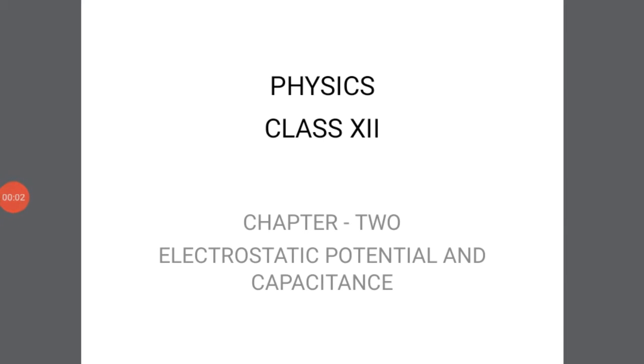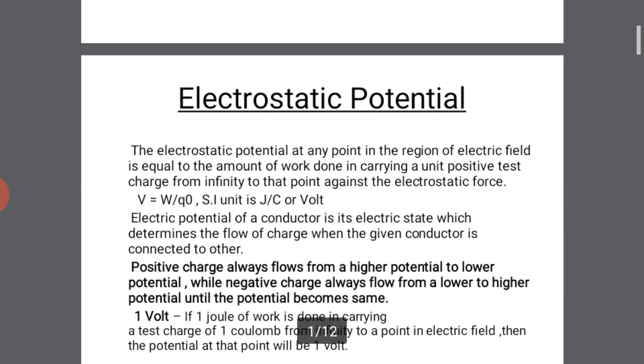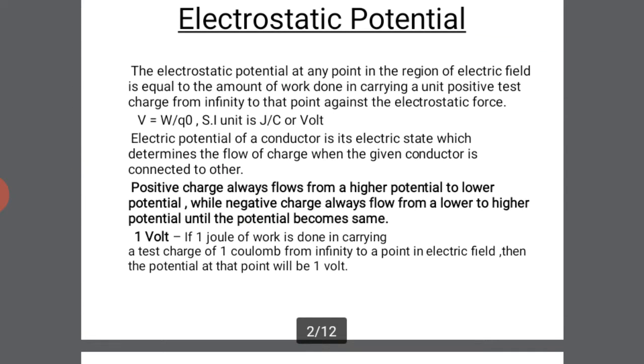Good morning, students. Today we are going to discuss our second chapter of physics, which is electrostatic potential and capacitance, in which first we will discuss electrostatic potential. The electrostatic potential at any point in the region of an electric field is equal to the amount of work done in carrying a unit positive test charge from infinity to that point against the electrostatic force. Mathematically, it can be written as V equals W upon Q naught. The SI unit of potential is joule per coulomb, or volt.